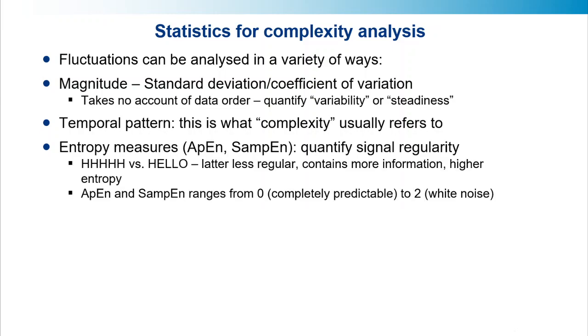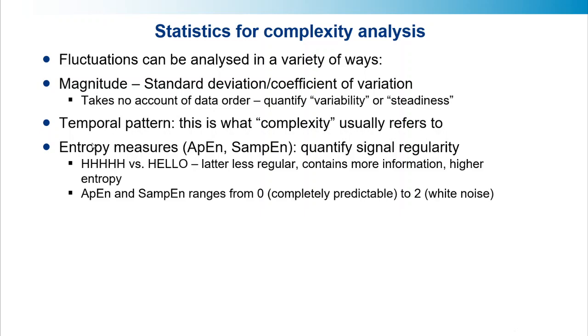So we can use entropy measures. So we can use approximate entropy and sample entropy. And what these statistics quantify is the regularity of the signal. A really simple example that my wife and collaborator Sam Winter once came up with: let's just have a look at these two examples of words. Here we have a word made up of the letter H versus a word made up of HELLO. The latter, the hello, is less regular. It contains more information and therefore it has higher entropy.